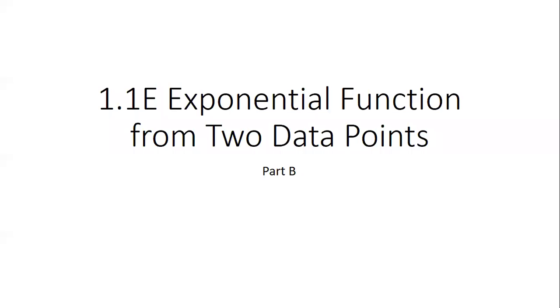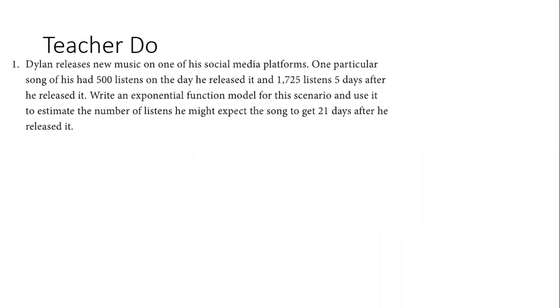All right, guys. So you need to take out your 1.1e exponential functions from data from two data points, part B. On our last class meeting, we did it by hand. I hope that's accurate because I can't really remember, but I feel like we did this by hand. We found our A, our B, and all that good stuff, right?